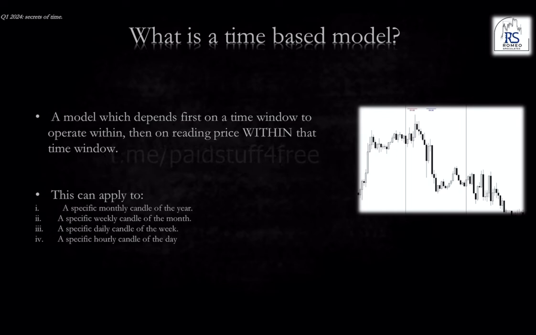It is a model which depends first on a specific time window to operate within, then on reading price within that time window. So you're basically mastering one specific predetermined period of time. This can apply to a specific monthly candle of the year, a specific weekly candle of the month, a specific daily candle of the week, a specific hourly candle of the day, etc. It can be applied to a specific season of the year. It can be applied to a specific date range of a couple of months within the year, and so on.